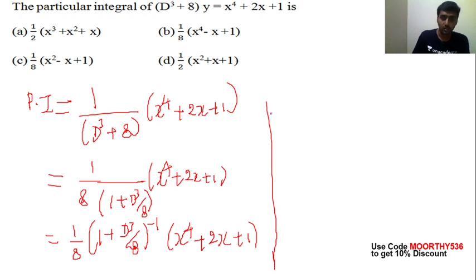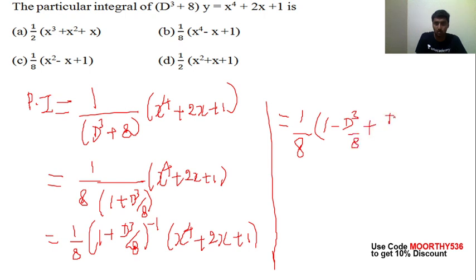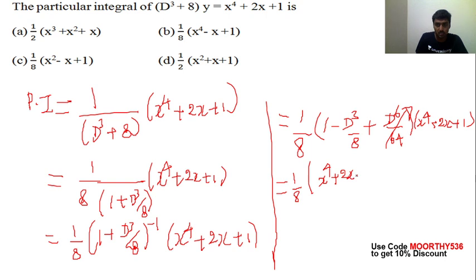From this equation, we know that 1 divided by (1 plus x), expand this formula as per the 1 minus x plus x square formula. So we know that (1 plus x) whole power minus 1, binomial expansion, 1 minus d cube divided by 8, then plus (d cube) square, that is d power 6 divided by 64, into x power 4 plus 2x plus 1. So eliminate the higher order terms. Now multiply inside, 1 divided by 8 into inside x power 4 plus 2x plus 1, the RHS multiplication.